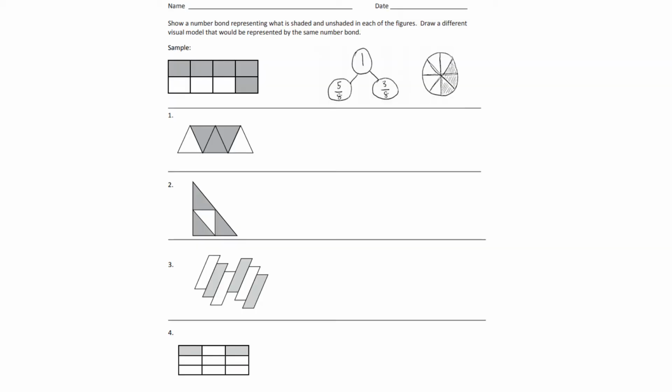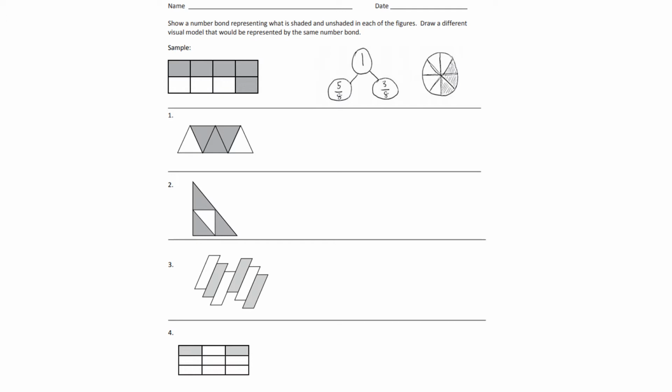So for these first four problems, it says show a number bond representing what is shaded and unshaded in each figure. Draw a different visual model that would be represented by the same number bond. So what I did for this is, besides doing different shapes, I also made sure that I was shading the opposite that was shaded in this first picture.